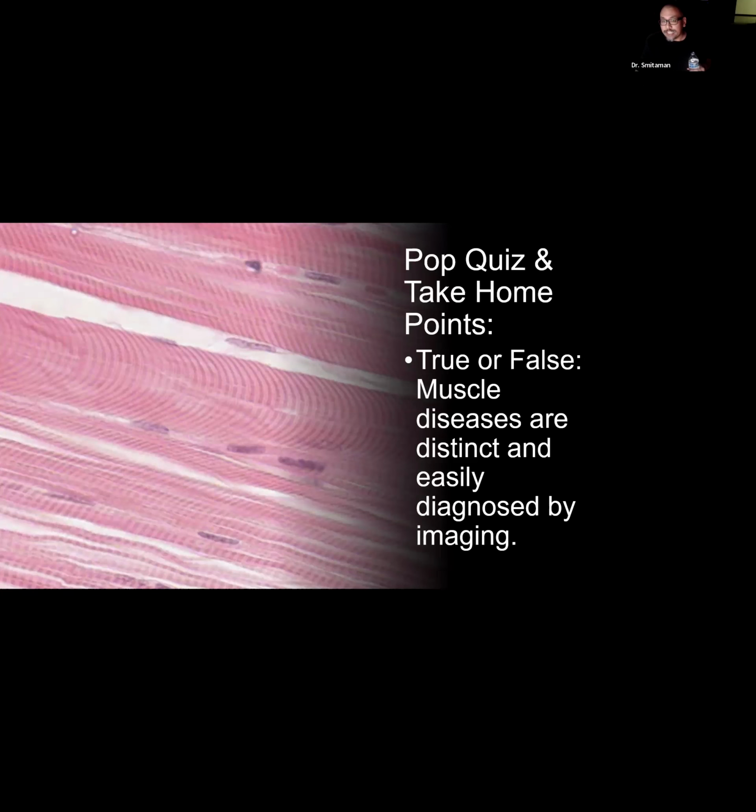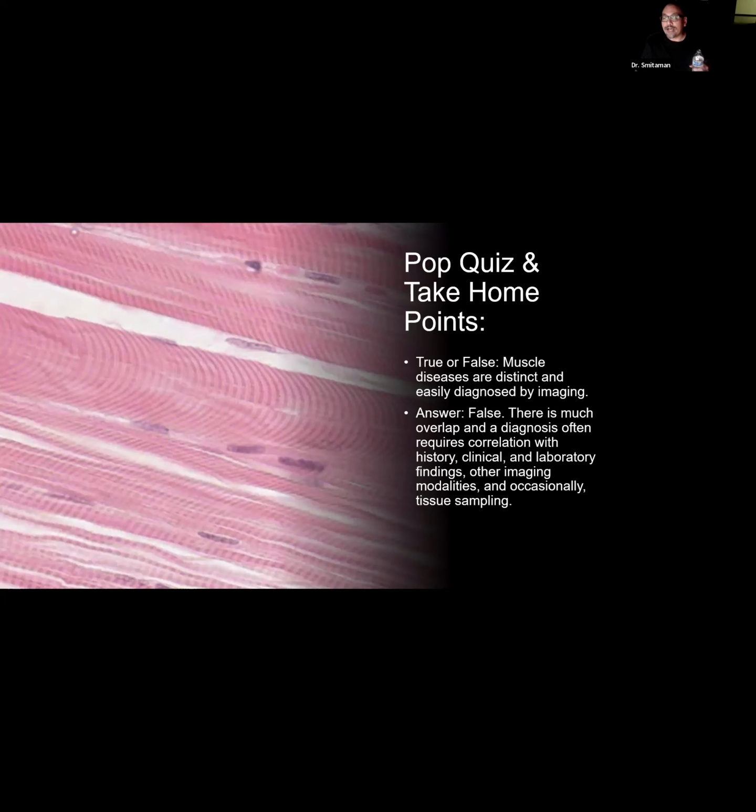So the first question and take home point, true or false, muscle diseases are distinct and easily diagnosed by imaging. So this, obviously, I'll pause for a moment if anyone wants to respond on the chat. False, yeah. Thank you, Dr. Davis. Dr. Lawrence, false. So we need history, right? As I was saying, there's a lot of overlap. You need to correlate with history, clinical information, laboratory findings, other modalities, and occasionally tissue sampling.